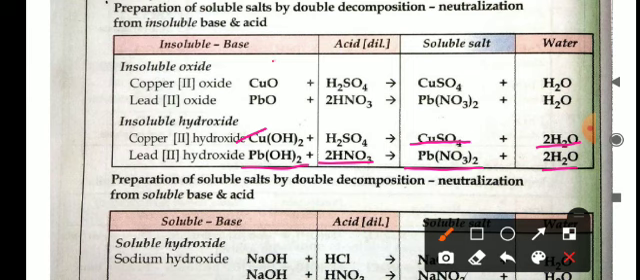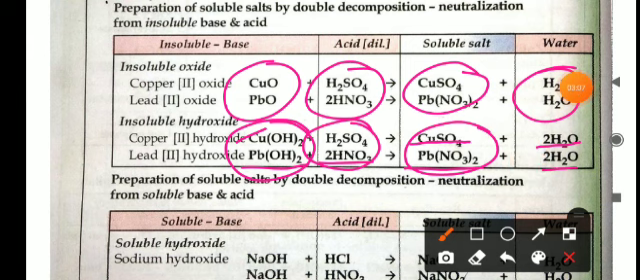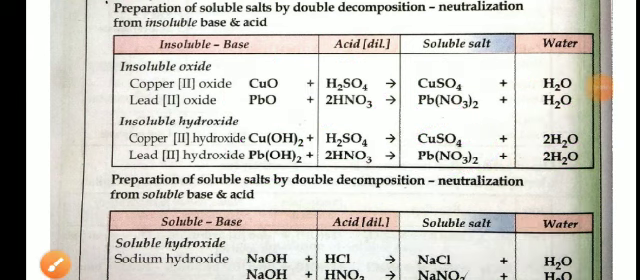So these are the oxides and hydroxides which act as a base. When they react with these acids, they form salt plus water. Okay, so these are the examples.